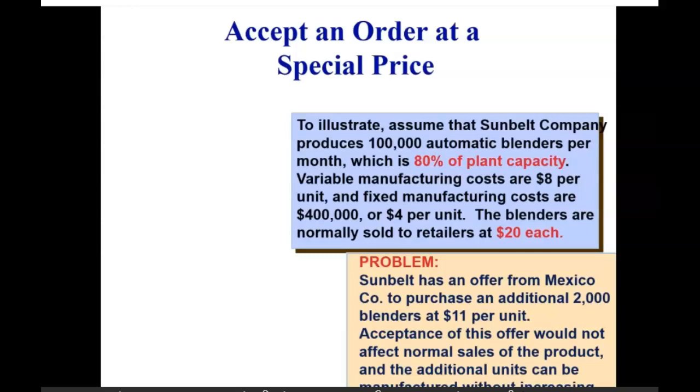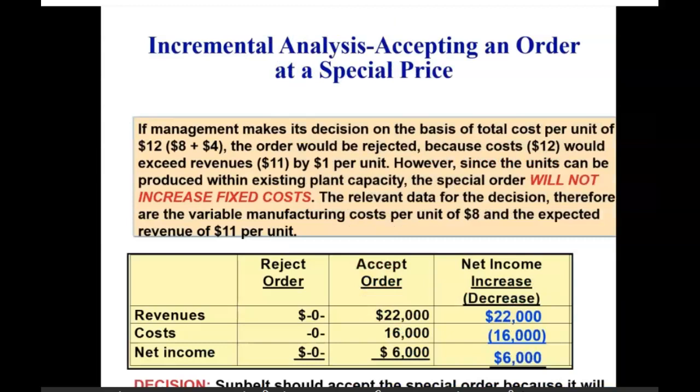Now, it appears that the cost to produce a blender for us is $12, and therefore we sell it for $20. However, this Mexican company wants to purchase 2,000 blenders, and they only want to pay us $11. Now, this order will not affect our other customers, and obviously we have the capacity to produce this. 2,000 is only a small fraction of the plant capacity that would be used. So what do we do? Well, if I just look at total cost per unit, as I said, the total costs are $12, and I would reject this order because it's $1 less than my costs.